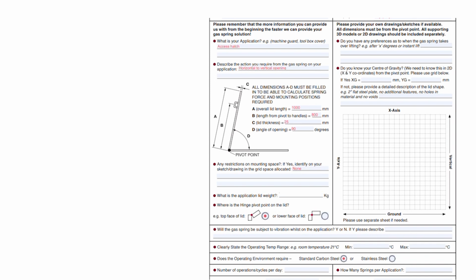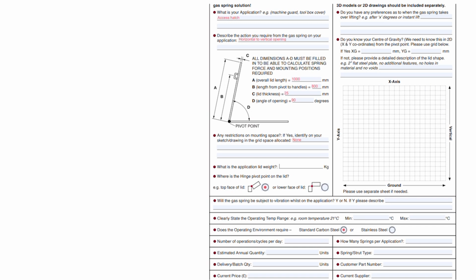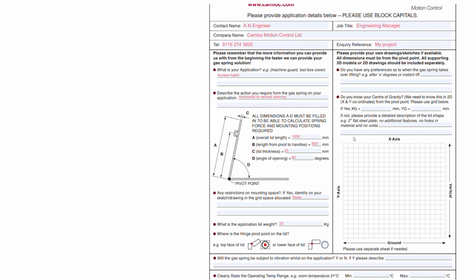We then have the application lid weight, and we ask for this information in kilograms. So in this one, we'll say it's 100 kilos. The next question is the application lid weight. In this instance, we'll put a figure of 25 kilos in there. We then ask where the hinge point is relative to the lid. So is it on the top face, i.e. the lid is hinging from the top, or is it on the lower face? Two radio buttons here, just select the one that's appropriate to your application. Then ask you to provide your own drawing sketches available or dimensioned drawings.